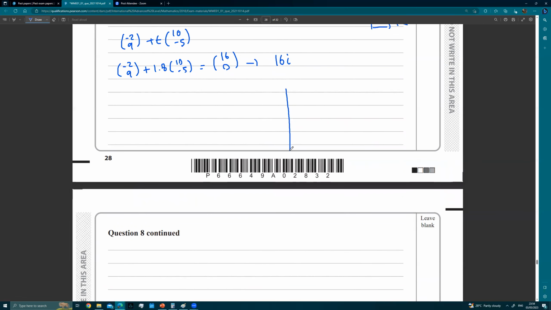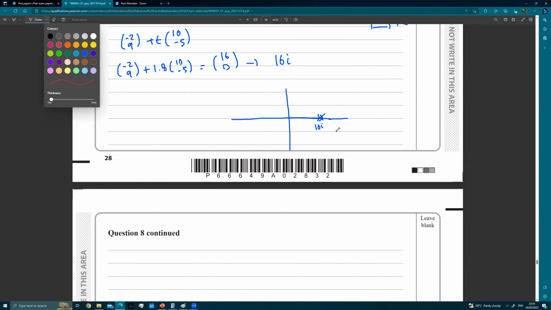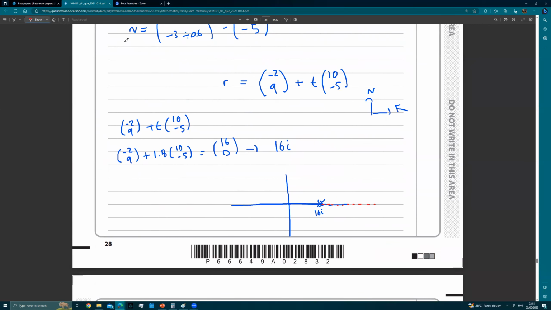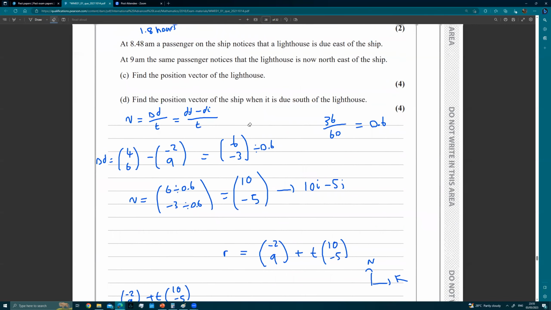So just to draw in a diagram, 1.8 hours later, the ship would be 16 along the i direction, will be here, 16i. So this is where the ship is now. And the lighthouse is somewhere east of the ship. So the lighthouse is anywhere along this. And let's see what other information it's given us.